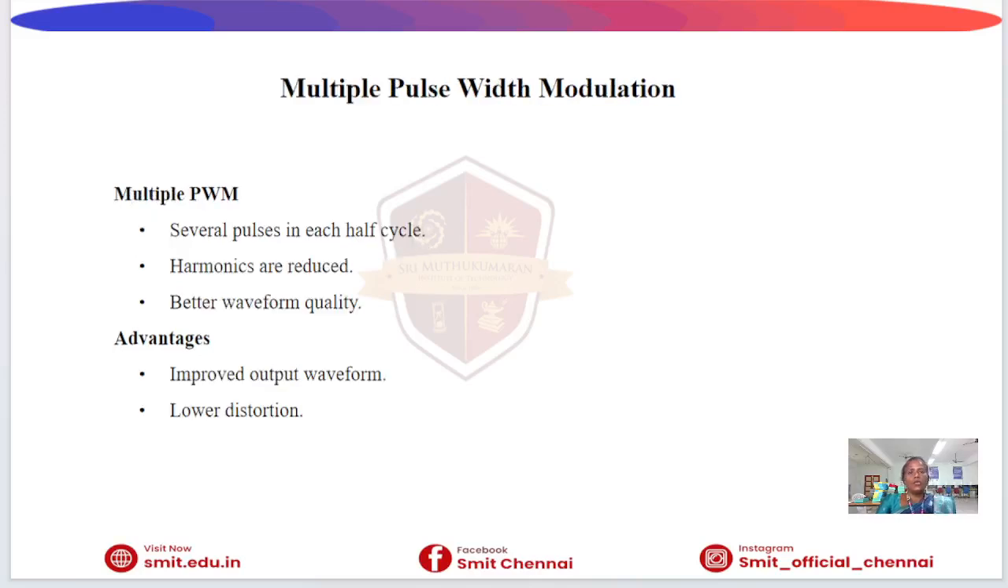Multiple pulse width modulation improves upon single pulse width modulation by generating several pulses during each half cycle. Instead of using one wide pulse, multiple smaller pulses are distributed throughout the cycle. This arrangement helps reduce harmonic distortion and improves the quality of the output waveform. As the number of pulses increases, the output waveform becomes closer to a sine wave.